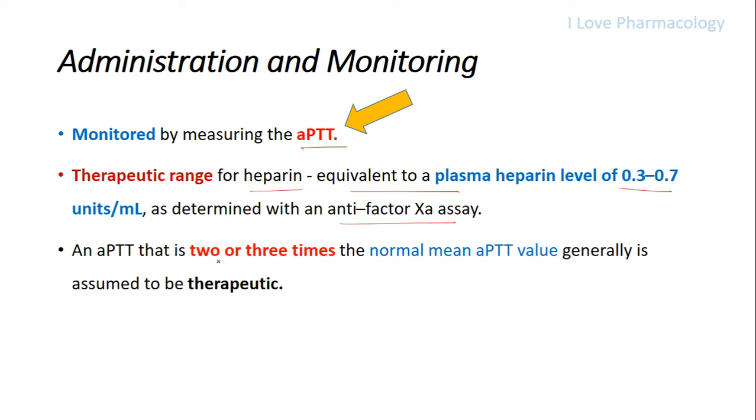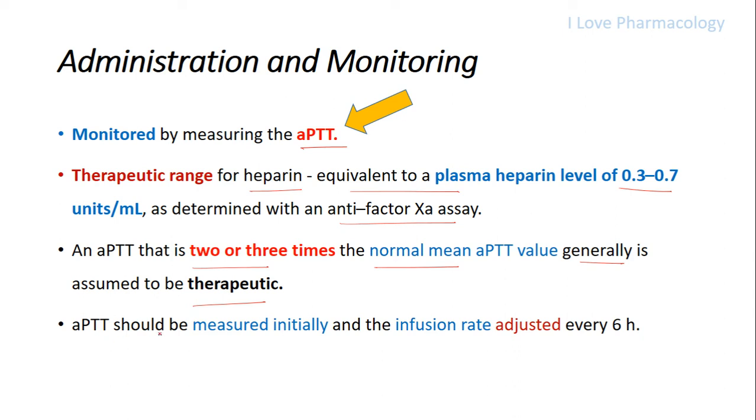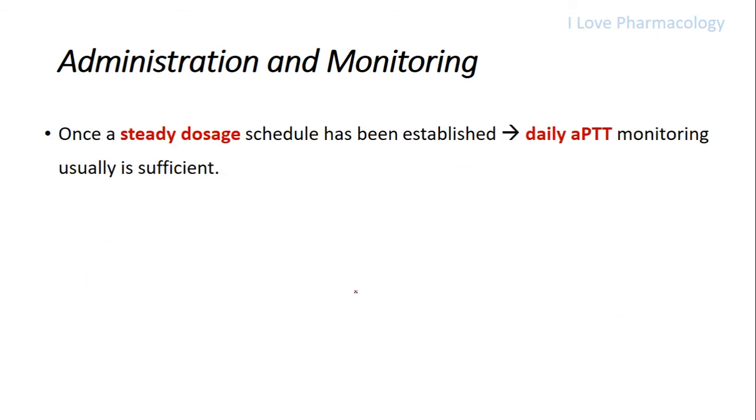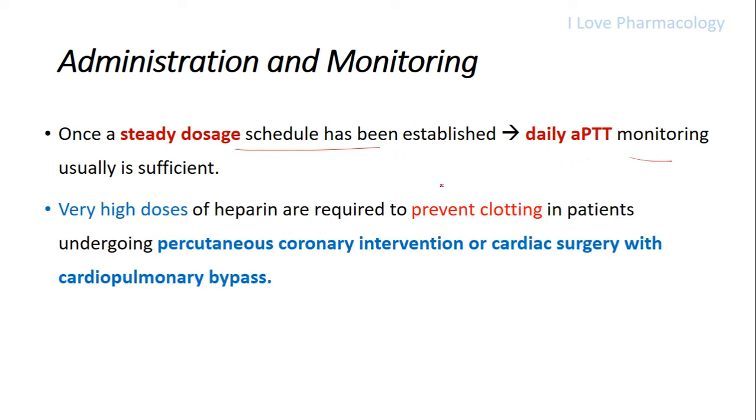An APTT that is 2 or 3 times the normal mean APTT value is generally assumed to be therapeutic in nature. APTT should be measured initially, and the infusion rate has to be adjusted every 6 hours to prevent the risk of adverse effects like bleeding. Once a steady dosage schedule is established, daily APTT monitoring is sufficient.